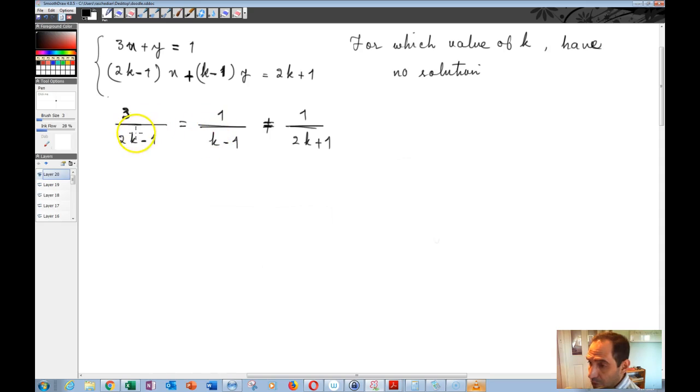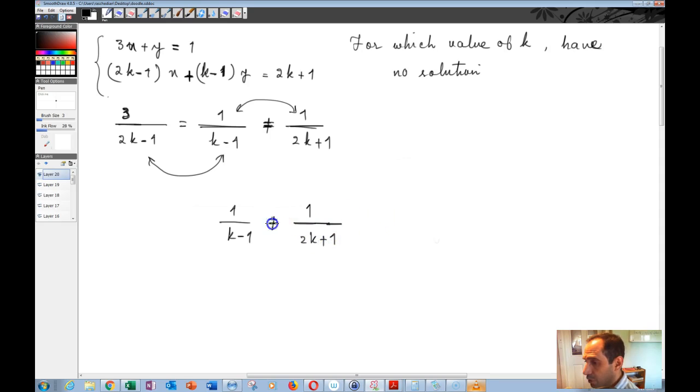So this is easy. Since these two are equal, you can take these two together, right? You can take, for example, this with this one or with this one, it doesn't really matter, because I think you would get the same answer. Let me first go for this case over here. If I take 1 over k minus 1 is not equal to 1 over 2k plus 1.